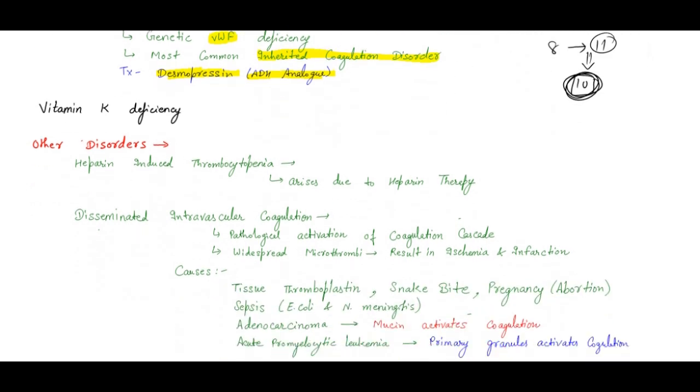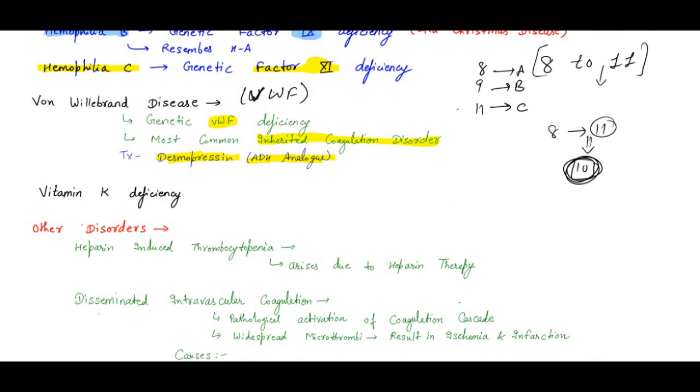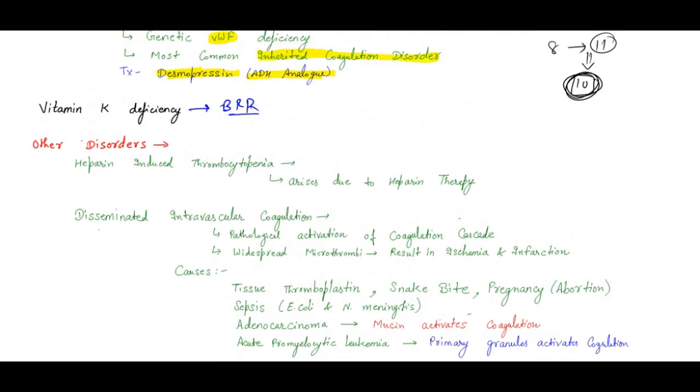Then remember vitamin K deficiency. We already discussed vitamin K deficiency in biochemistry, so you can check it there, in the biochemistry rapid revision. So that's about the secondary hemostasis. What other disorders can there be? Like heparin-induced thrombocytopenia. We know that heparin is our anticoagulant.